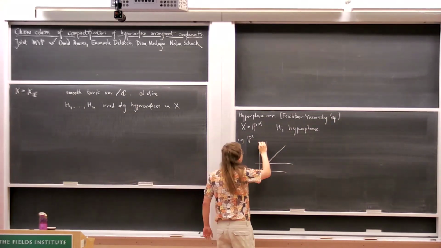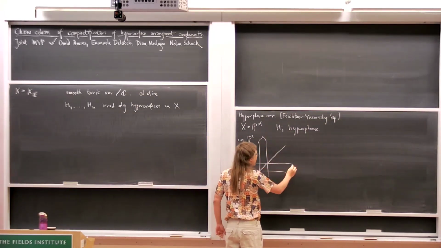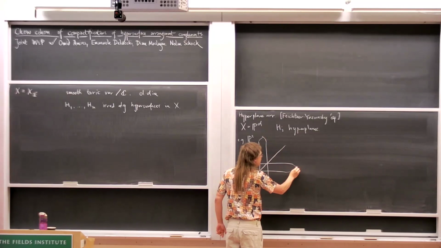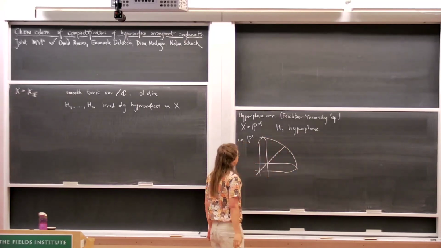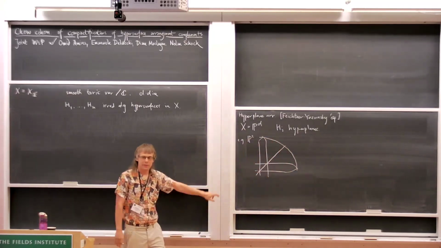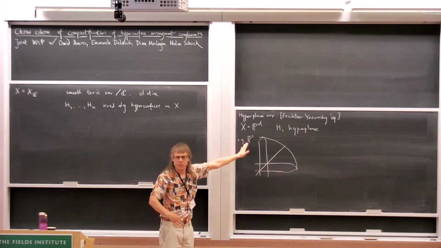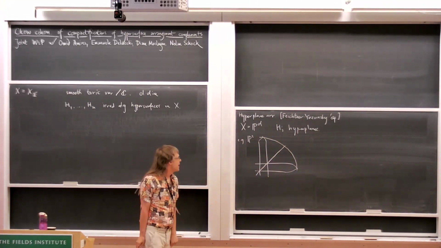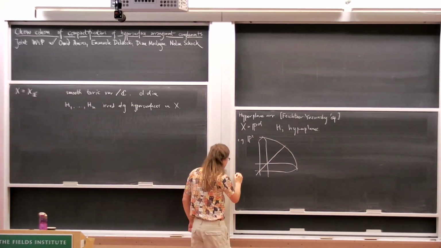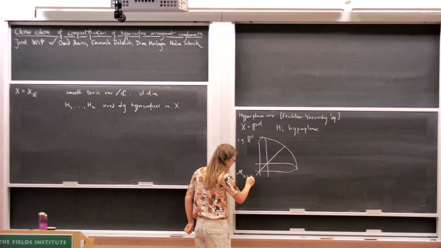Okay, in P2, let's throw in the line at infinity, why not? There's the line at infinity. So that's an example of a hyperplane arrangement in P2. I've put 6 hyperplanes in P2. So, all right, why this example? Because this example is M_{0,5}, right?